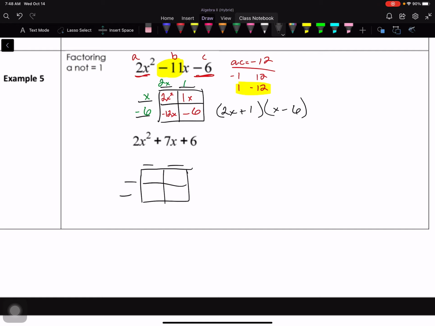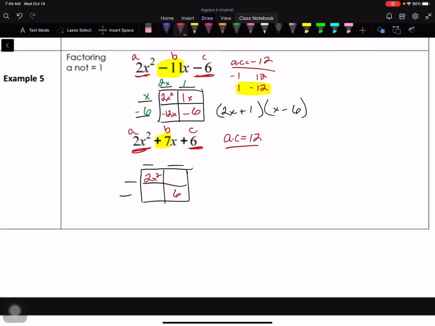Okay, we're looking for those four things: A, B, C. So my first term, 2x squared, goes in the first box. My last term goes in the last box. And then take A times C. A times C is 12 again. Okay, this time our goal is to get to positive 7.